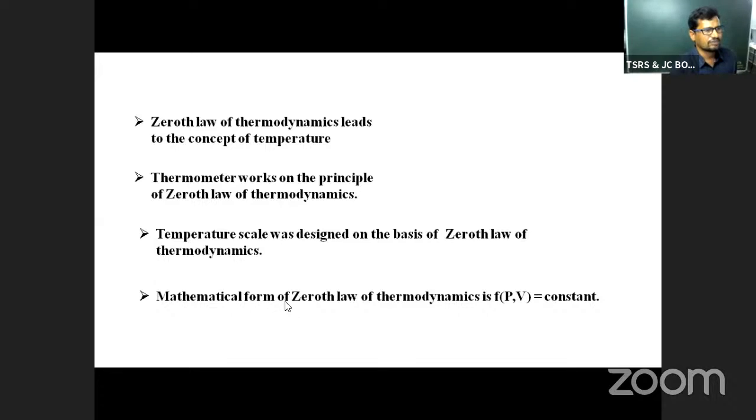The mathematical form of the zeroth law of thermodynamics is: a function of pressure and volume is constant.